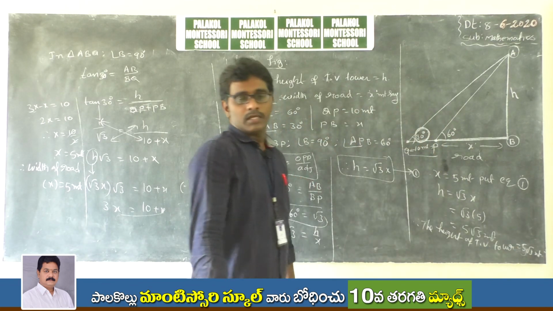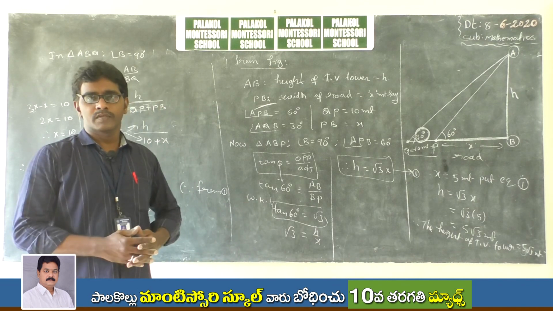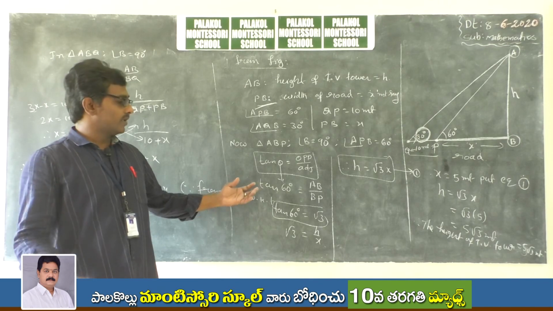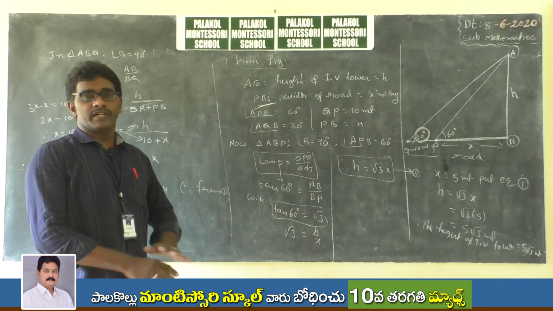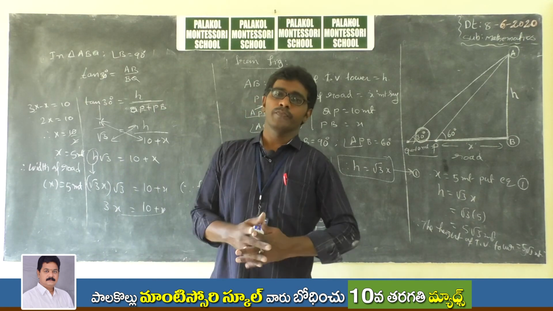Okay guys, this sum is very, very important and most important. The sum is to find the height of the TV tower and the width of the road, and it is finished. So guys, remember this sum and prepare it at home.